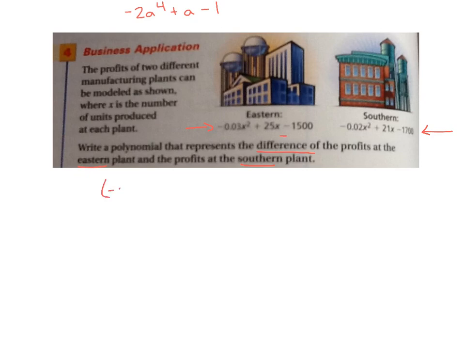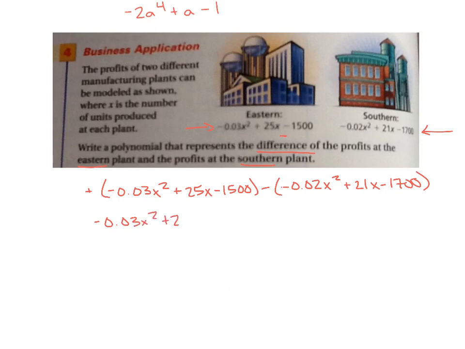So we have negative 0.03x squared plus 25x minus 1500, minus negative 0.02x squared plus 21x minus 1700. Now, the first set has a positive sign in front of it, so we can just remove the parentheses and not do anything special to the terms inside. Whereas the second set has a negative sign, so if we're going to remove the parentheses, everything needs to be changed to its opposite because we're multiplying each term inside by negative 1. So plus 0.02x squared minus 21x plus 1700.